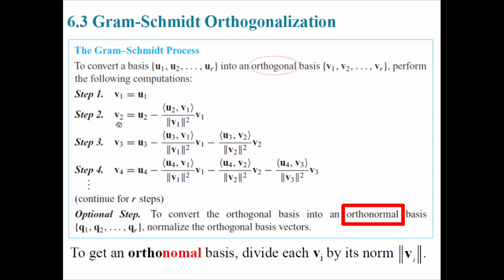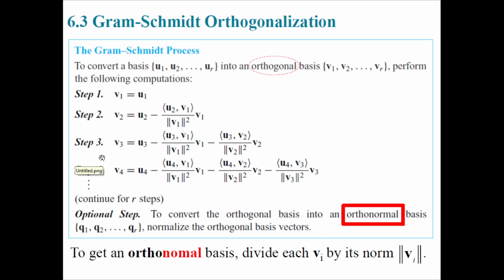And then v2 is u2, so the second vector, minus this part here. This is a projection of vector u2 on vector v1, pretty much. So that's the easy part. I need to remember this formula. And then what I will get is that the vectors v1 and v2 are orthogonal to each other. Next step, get v3. How do I get v3? Well, I take u3 minus the projection of u3 on v1 minus the projection of u3 on v2.